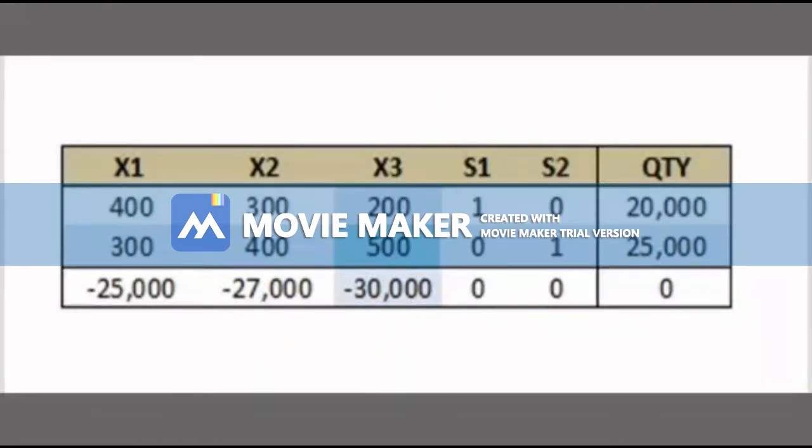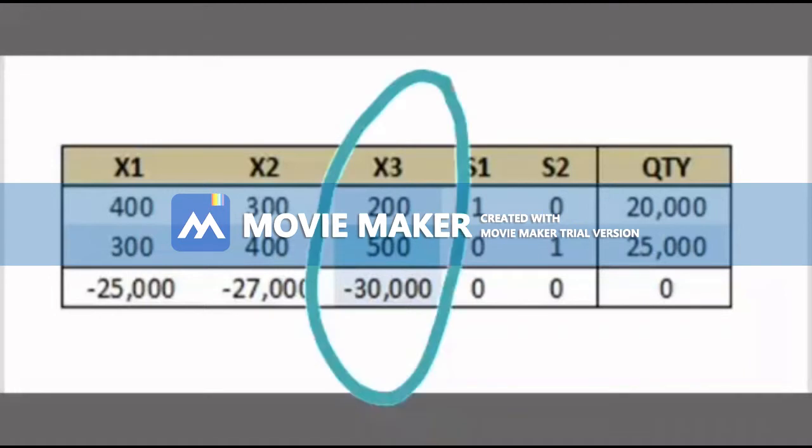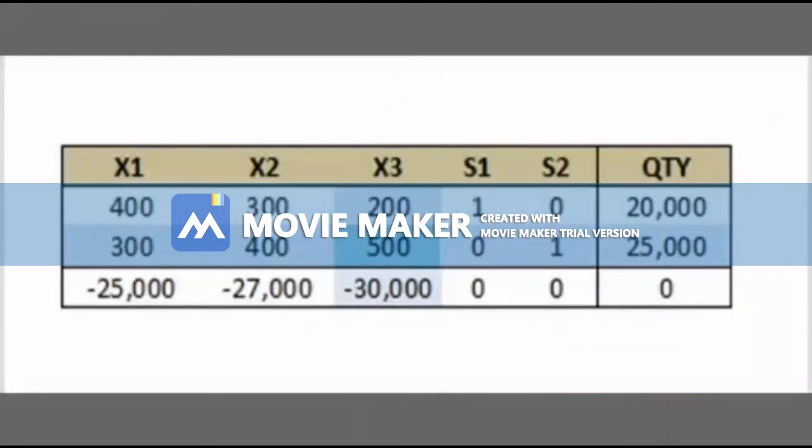Now we apply the simplex method to this dual problem. First, we choose the variable with the greatest negative. The greatest negative here is negative 30,000, so we highlight this column. After that, we select the row with the smallest non-negative ratio. In determining the smallest non-negative ratio, we just divide the quantity column by the corresponding number in the column selected in step 1.